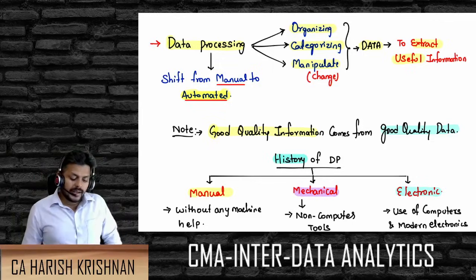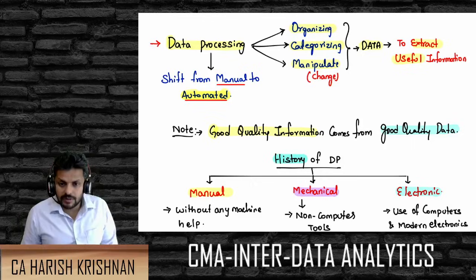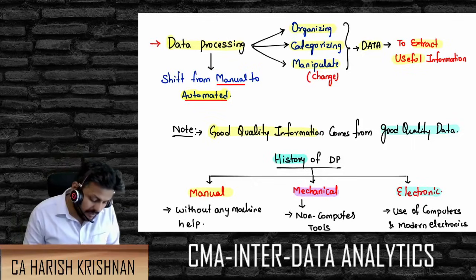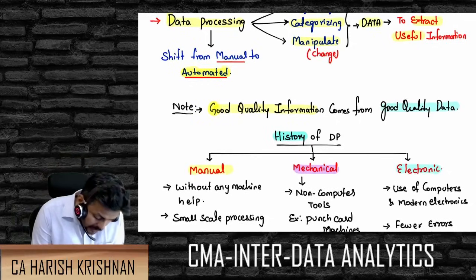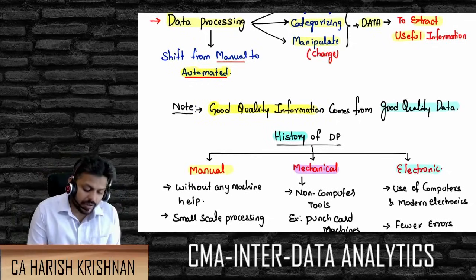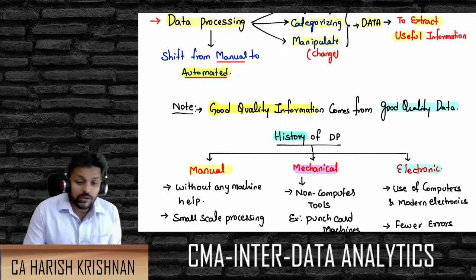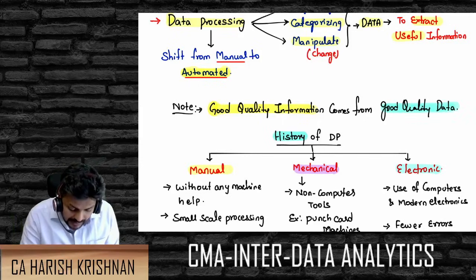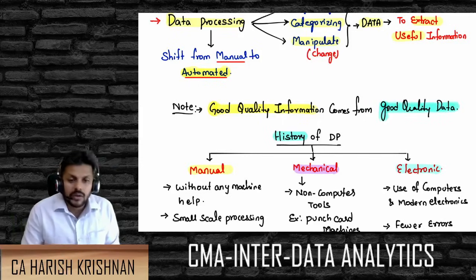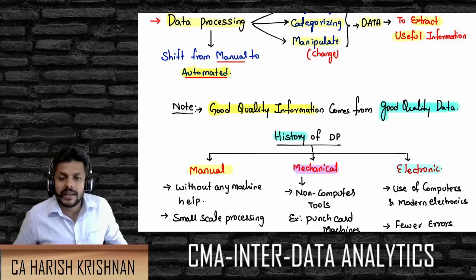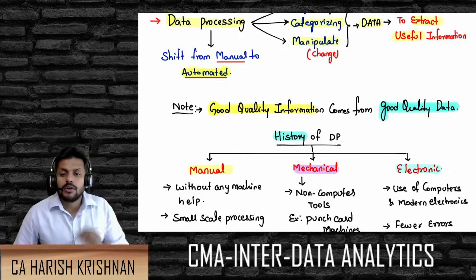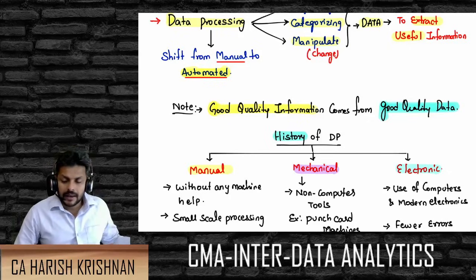So data processing definition is clear to everybody, and a simple but very important note before I discuss the history is, only when you have good quality data will you end up getting good quality information. So the summary is, good quality information comes from good quality data. And there are three types of data processing.